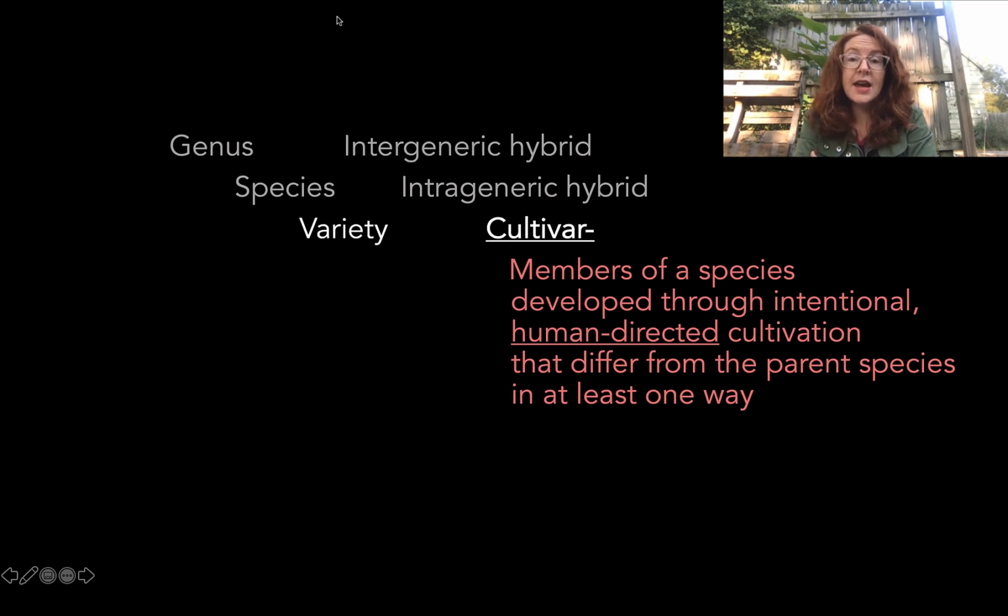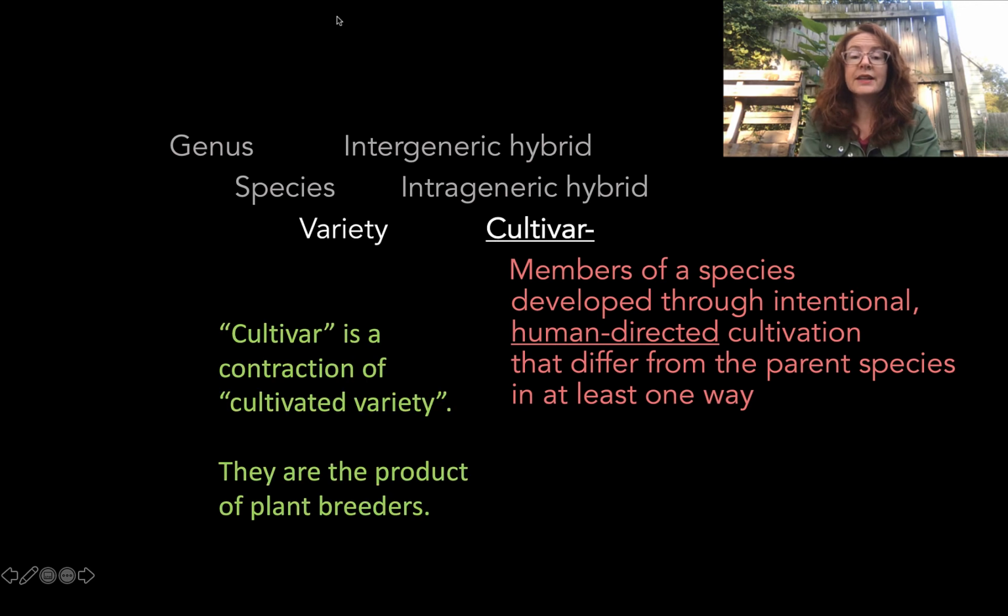So the other taxon that we're concerned with below the level of species, the other primary taxon, I should say, is a cultivar. And cultivars are members of a species that are developed or created through intentional human-directed cultivation, which is to say breeding programs, and they differ from the typical species also in more than one way.